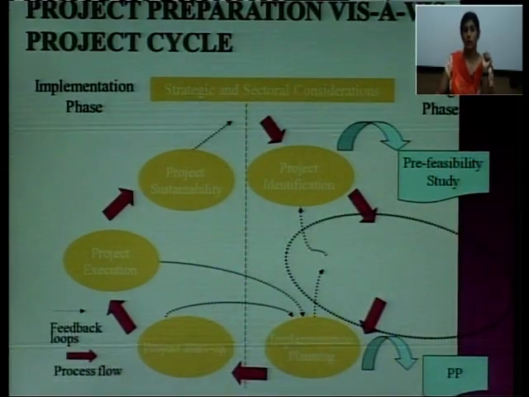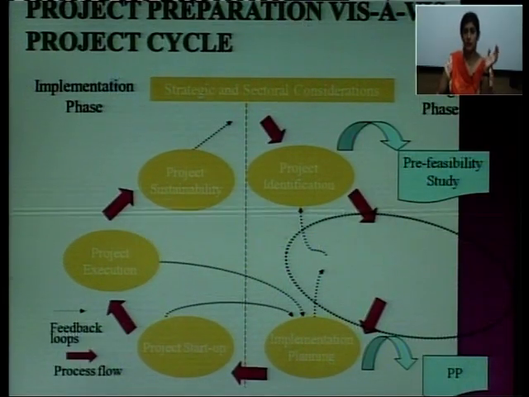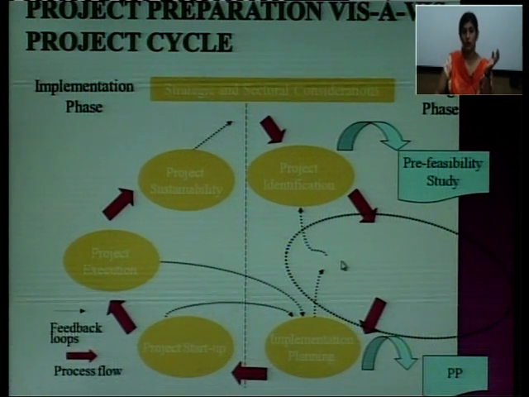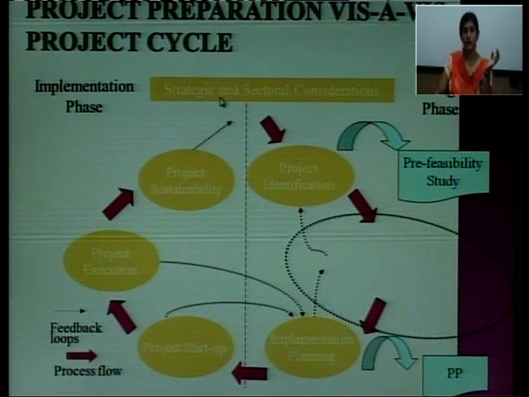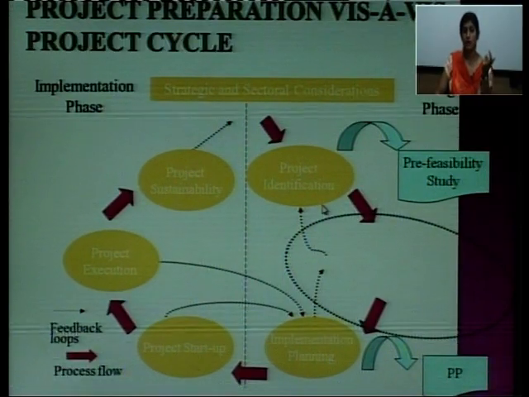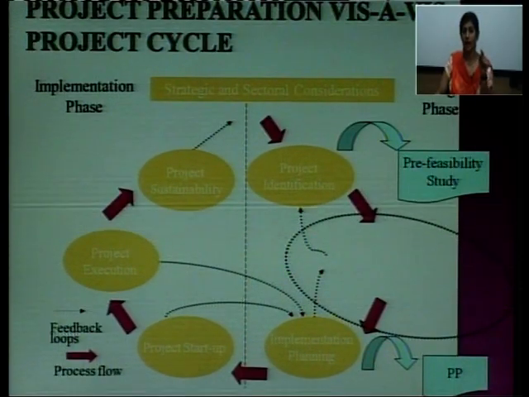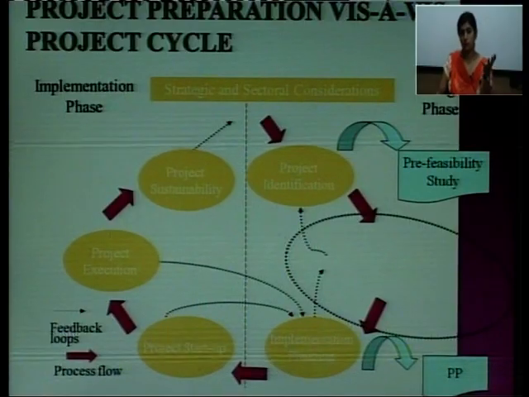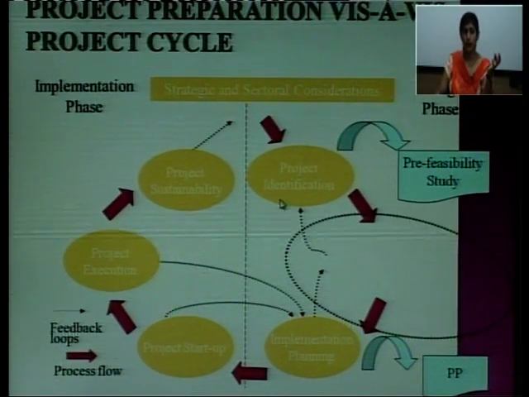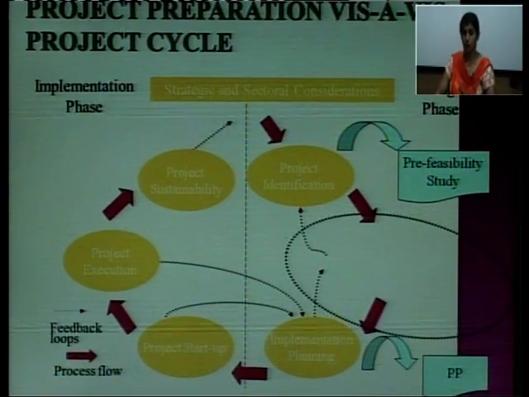Now next, when you prepare your projects, what you do actually is project preparation versus project cycle. A project preparation makes a cycle. First one, there is strategical and sectoral consideration, and then the project identification. First of all, you identify your project, what you actually have to do before implementing anything. You decide, this is project identification. You identify your project, what type of project you have to prepare.